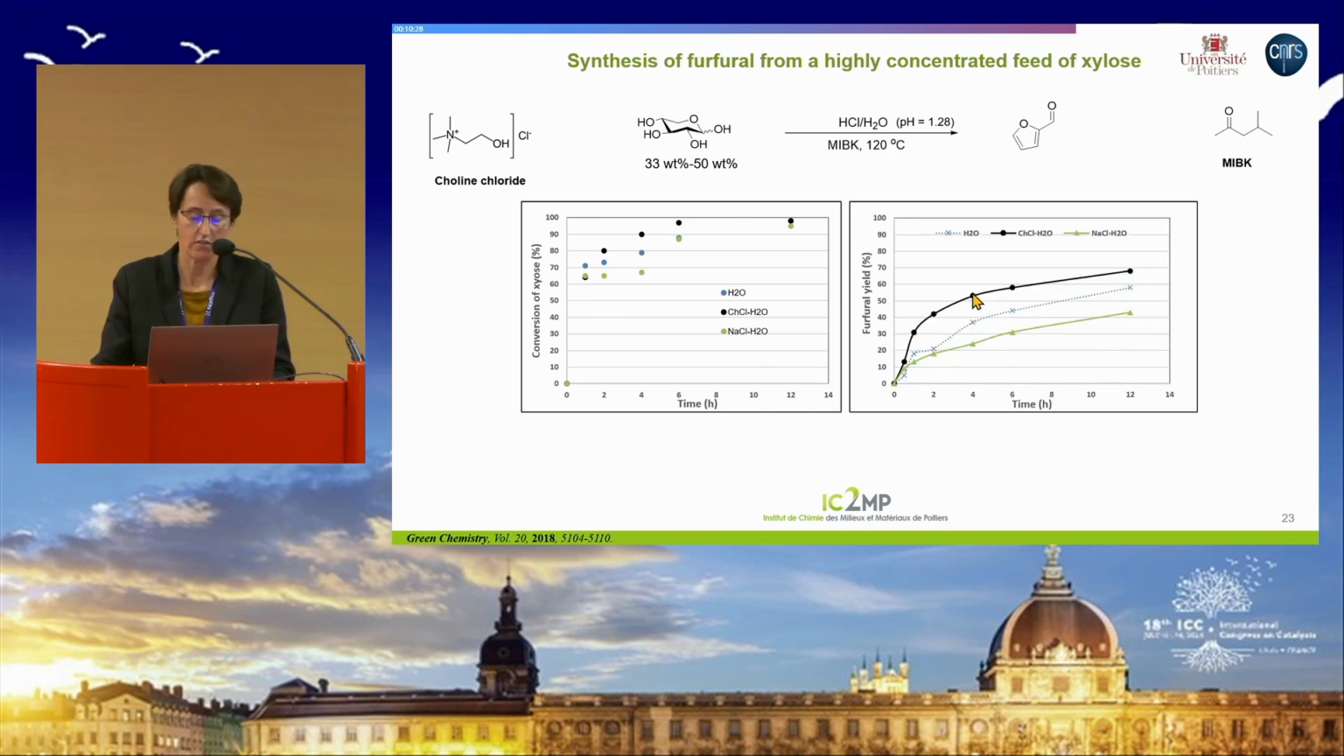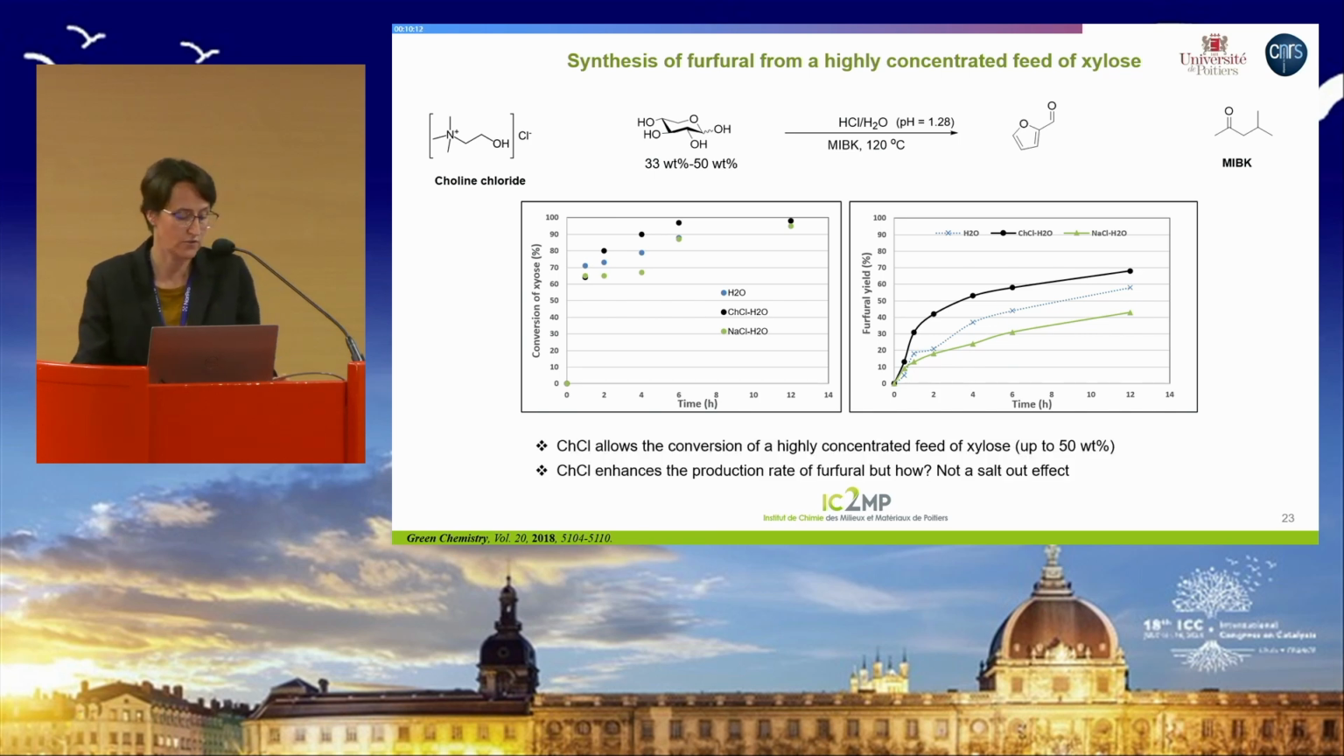But if we look at the furfural yield, you can see that with choline chloride and water, the black line, we obtain a furfural yield of around 70%, starting from a highly concentrated feed of xylose. And it's much higher than water or the sodium chloride and water system. But the question is, it's not a salt-out effect. How can it work? Really, that was our question.